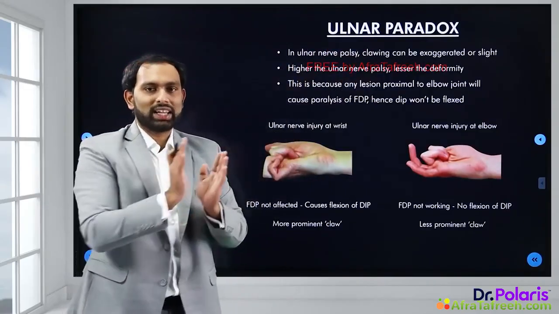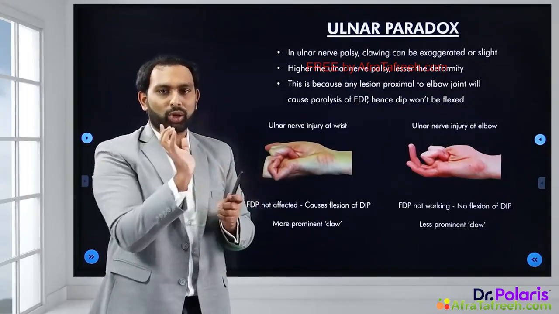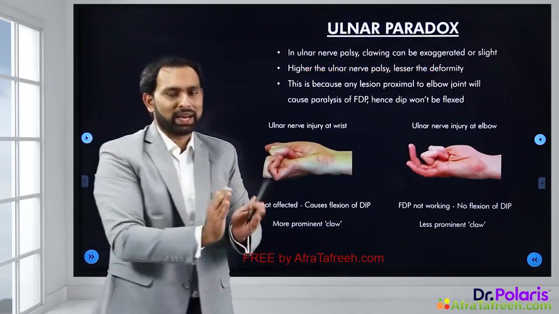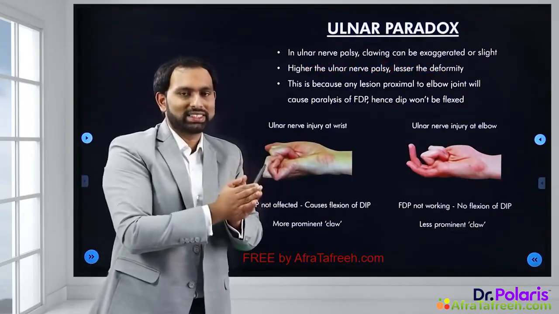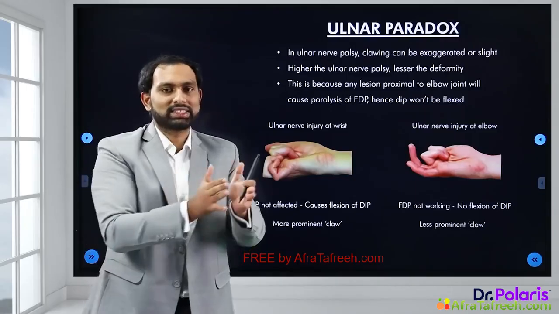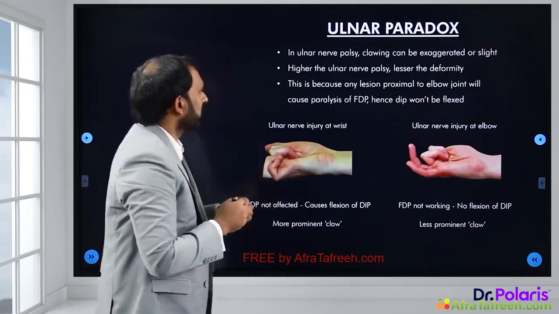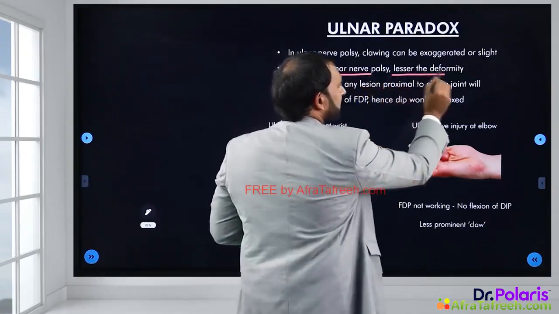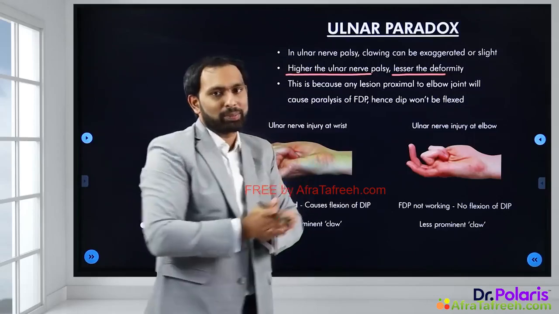So we know that in any ulnar nerve palsy there will be clawing. This clawing can be exaggerated or it can be mild. So let's find out in which cases it is mild and in which cases it is exaggerated. Higher the ulnar nerve palsy, lesser is the deformity. So that is an ulnar paradox.